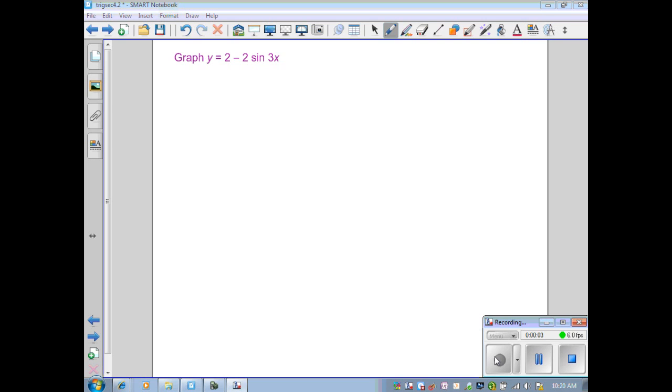Let's take a look at an example that shows a different style of translation for our sine and cosine function. We see here in this example that this looks very familiar to our previous examples. We have an outside function, which would be a -2, the inside function, which is the 3x. And what is different is that we have a 2 that is connected to it. Actually, it's a positive 2 being added onto it.